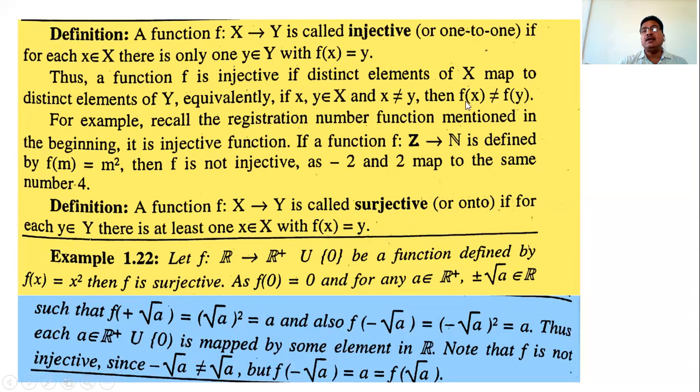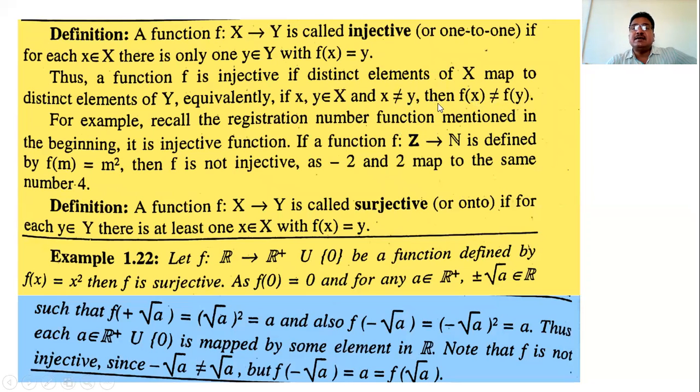What is f(x) and f(y)? f(x) and f(y) mean the image of x and the image of y. That is, if the elements are different in the domain and the images are also different, then the function is called an injective function. Or in another word, we say if the images are same, then the elements are same. What is the converse of this statement? If x is not equal to y, then f(x) is not equal to f(y). The equivalent statement of this statement is: if f(x) is equal to f(y), then x is equal to y.